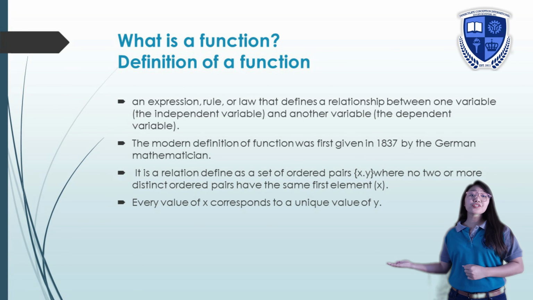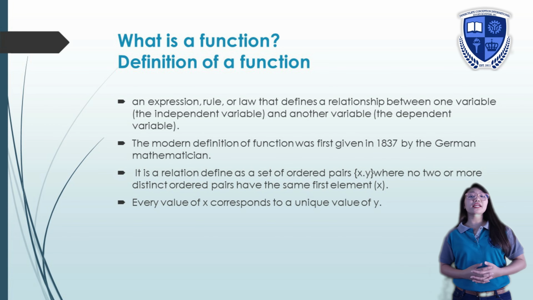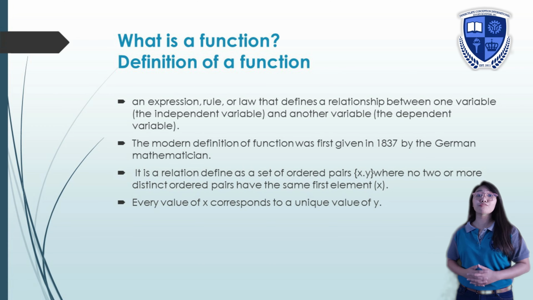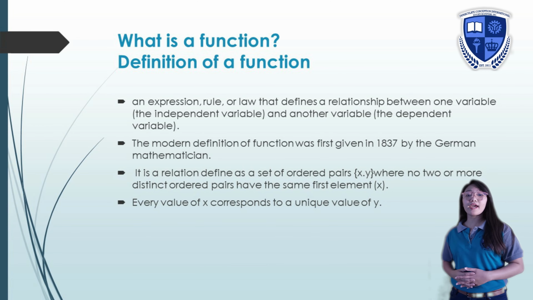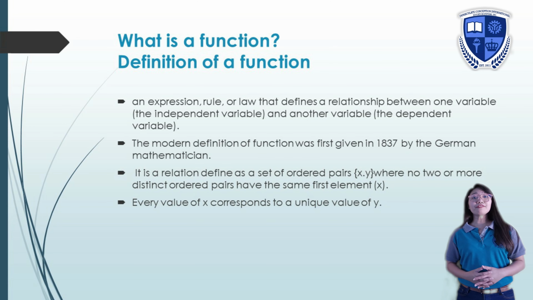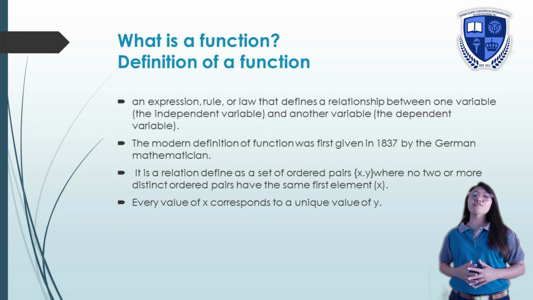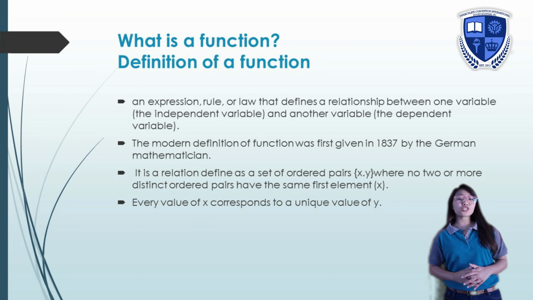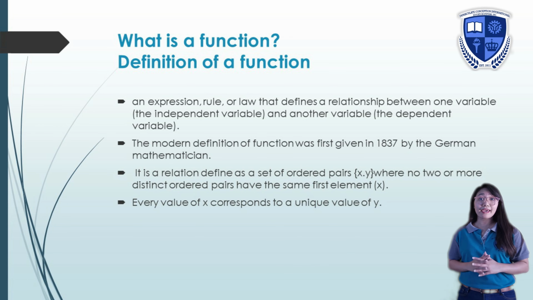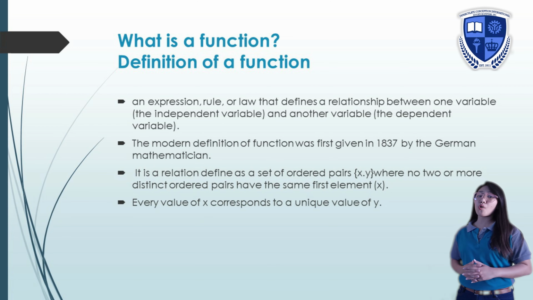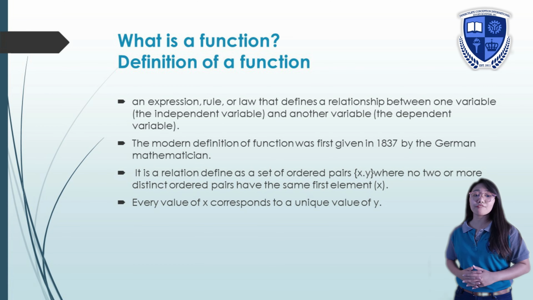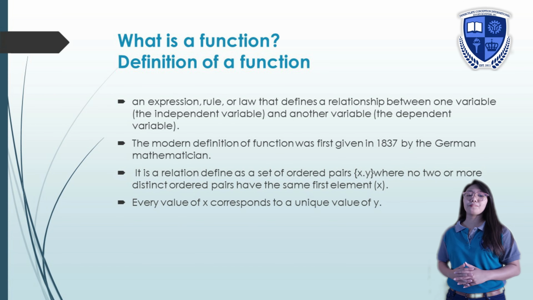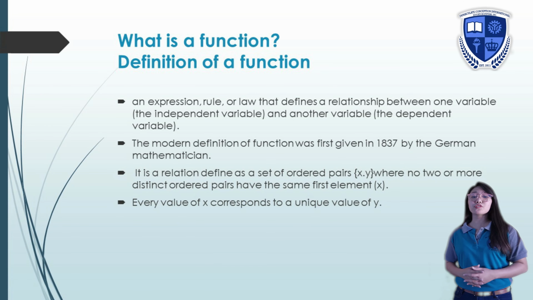An expression, rule or law that defines a relationship between one variable, the independent variable, and another variable, the dependent variable. The modern definition of function was first given in 1837 by the German mathematician. It is a relation defined as a set of ordered pairs x and y, where no two or more distinct ordered pairs have the same first element x. Every value of x corresponds to a unique value of y.